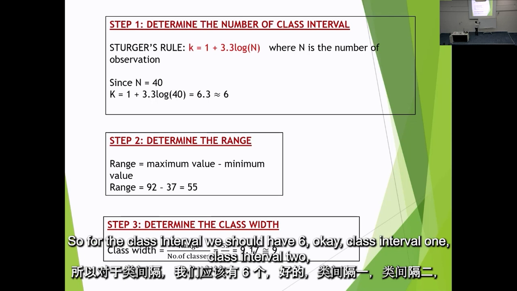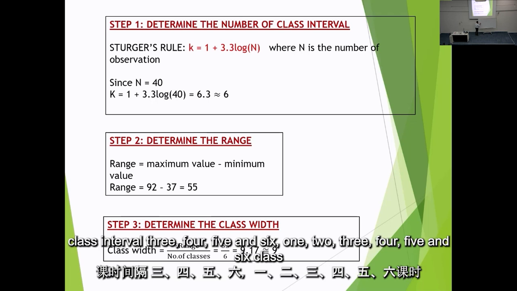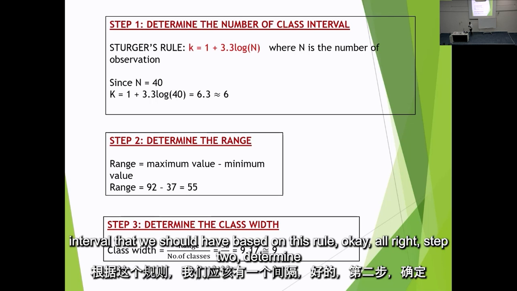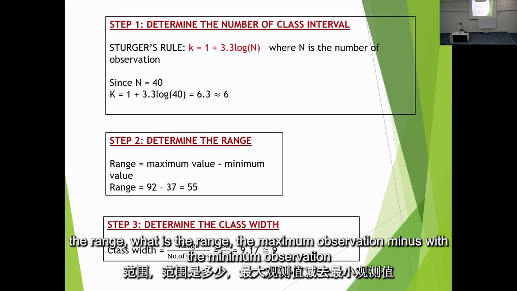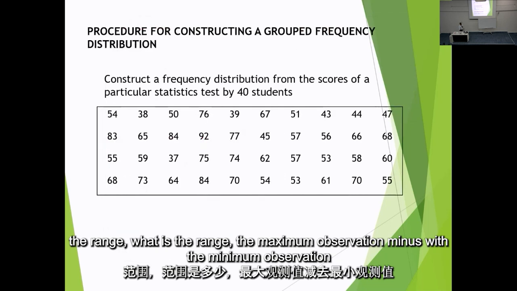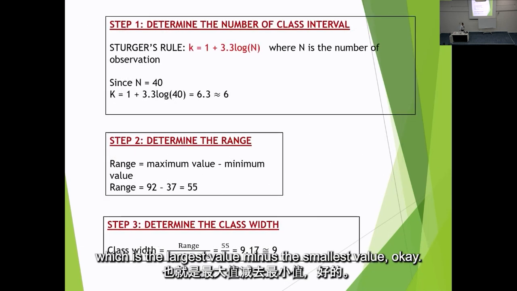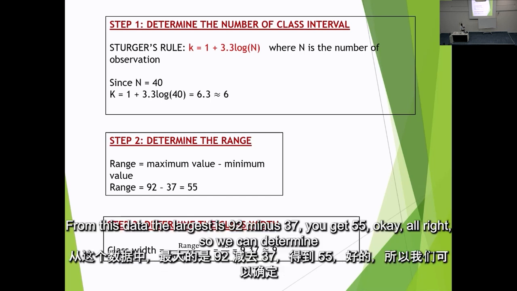Class interval 1, class interval 2, class interval 3, 4, 5, and 6. That is the 6 class intervals that we should have based on this rule. Step 2: determine the range. What is the range? The maximum observation minus the minimum observation, which is the largest value minus the smallest value. From this data, the largest is 92 minus 37, you get 55.